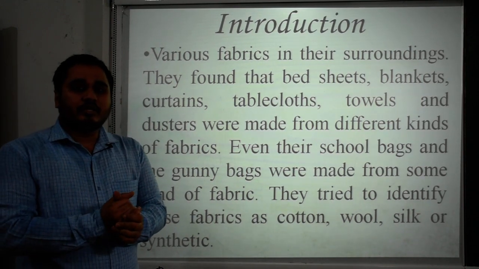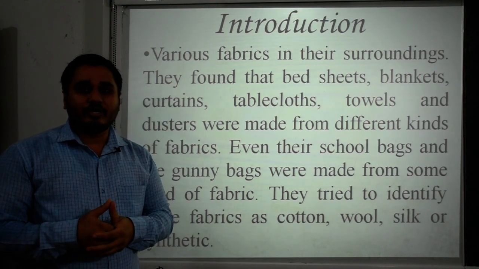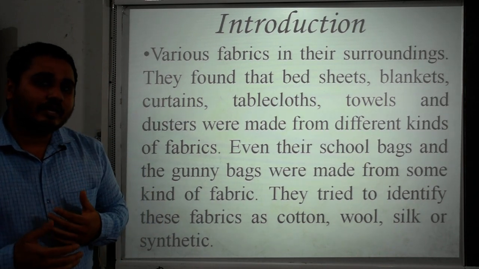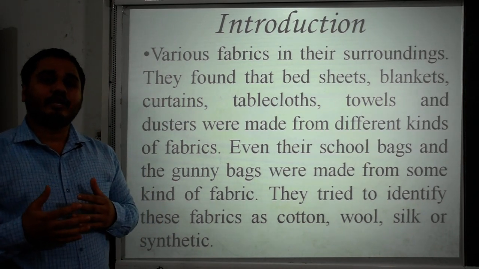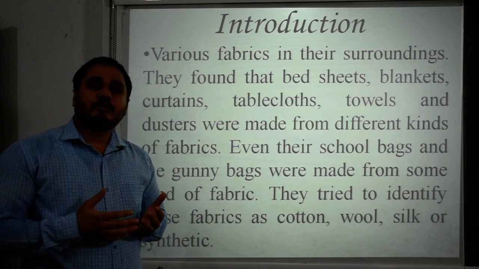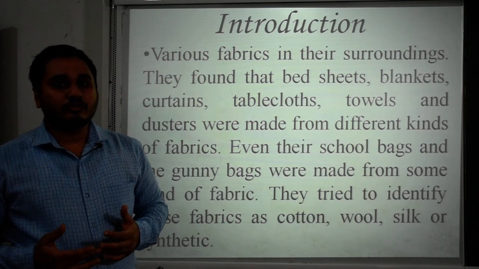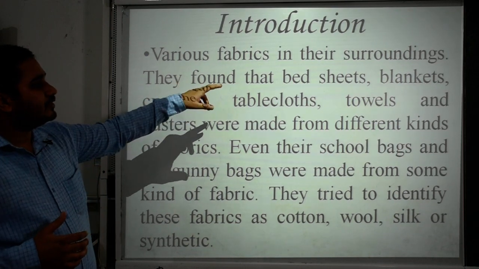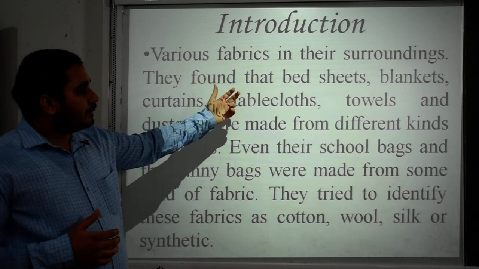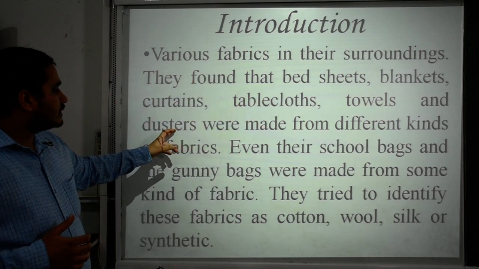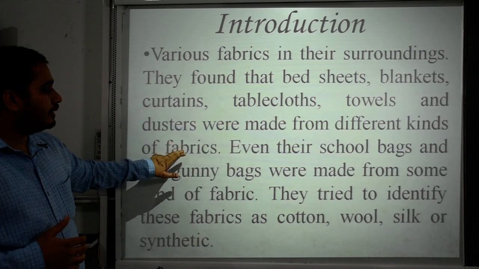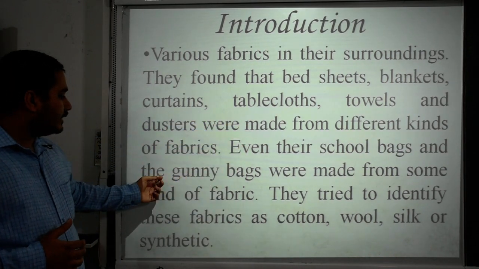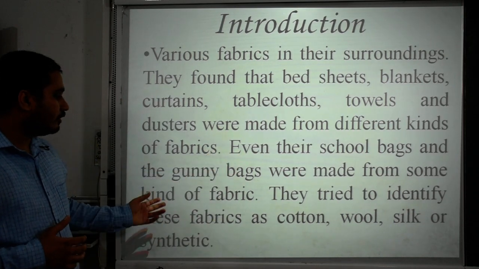First of all, the introduction: what kind of cloth are we wearing? It comes from plants and animals. That is the major source, as we are getting foods also. Sometimes we are getting fabrics also, various fabrics in our surroundings. They found that bed sheets, blankets, curtains, tablecloths, towels and so on were made from different kinds of fabrics. Even their school bags and gunny bags were made from some kind of fabric.